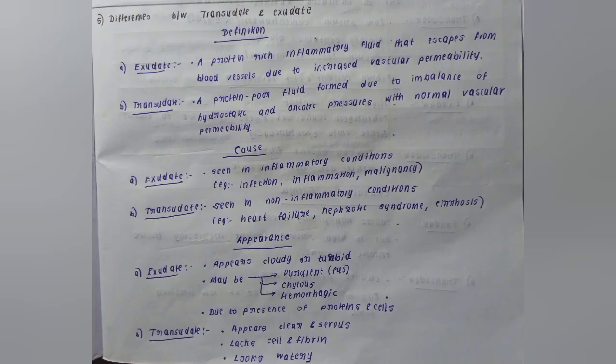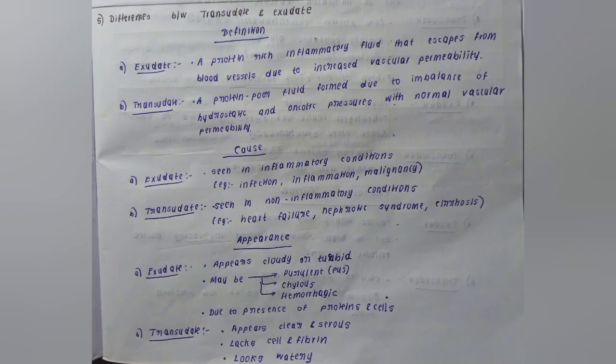Whereas transudate is a protein poor fluid which is formed due to imbalance of hydrostatic and oncotic pressures with normal vascular permeability. Now, what is hydrostatic pressure and what is oncotic pressure? Hydrostatic pressure is a pressure exerted by the fluid on the vessel wall. So basically it is a kind of pressure which takes the fluid away from the vessel wall, whereas oncotic pressure is the osmotic pressure exerted by the albumin on the vessel. So basically that brings the fluid inside the vessel.